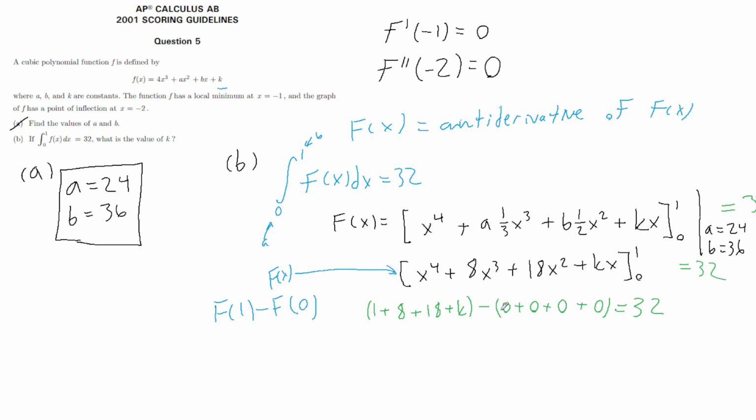So now to solve this, we can just do some algebra and simplify it, and we have 9 plus 18, which is 27, plus k equals 32. And now the hard part, you have to do 32 minus 27, which is 5. So we found that k is equal to 5.